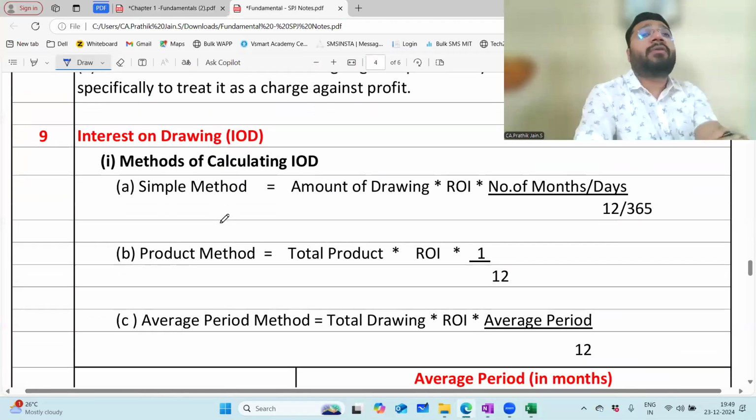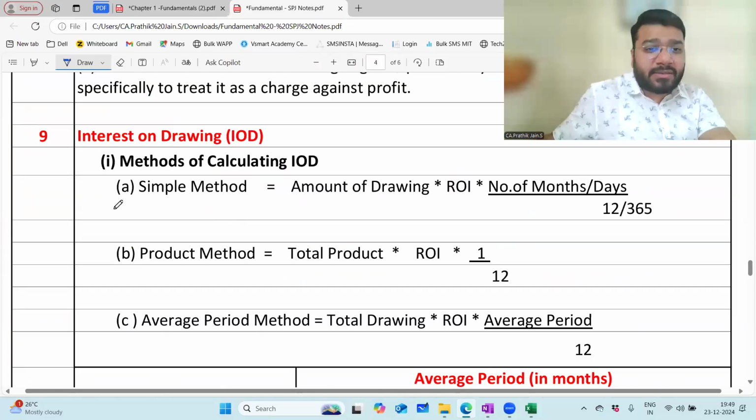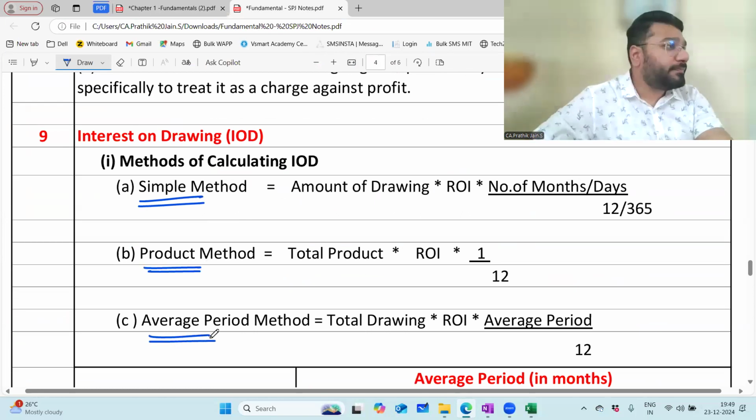Now, there are three methods for calculating interest on drawing. Let's discuss the three methods first. One is the simple method. Second is the product method. Third is the average period method.